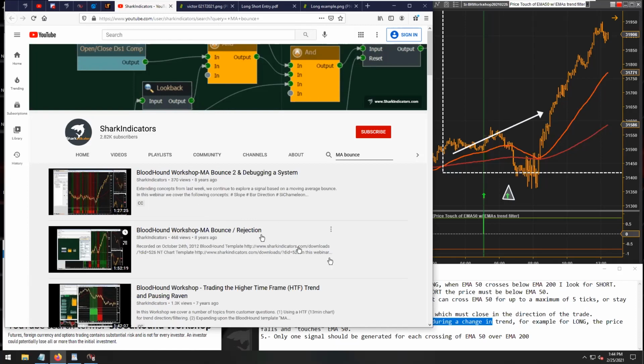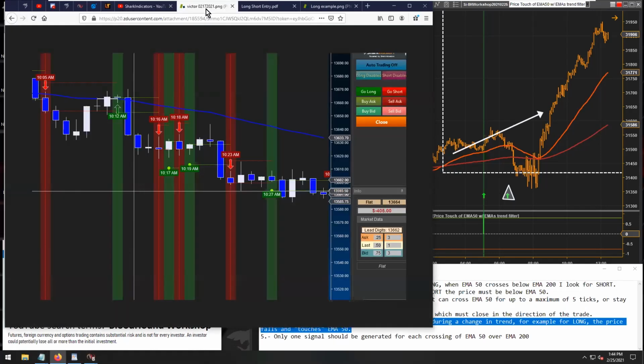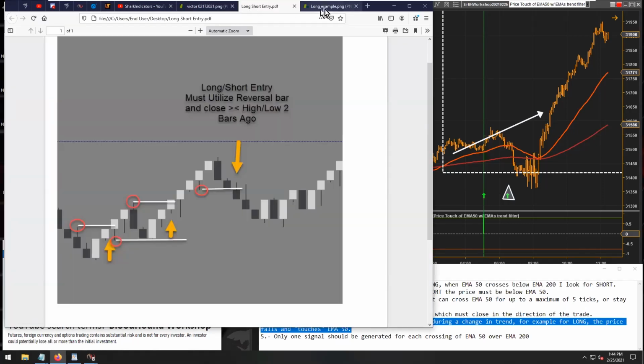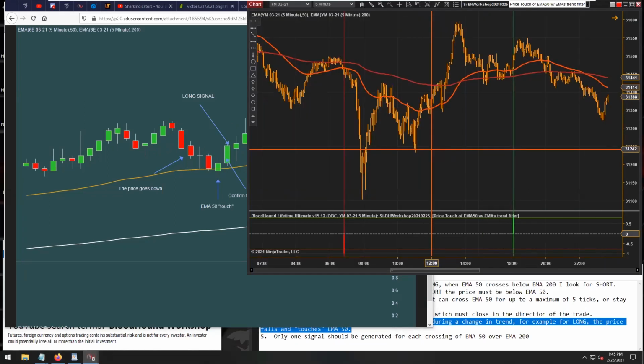So we omitted number 4 because of clarification. If you want to learn more about that, just watch the MA bounce and the MA bounce 2 to understand how to properly clarify what this number 4 is, which is basically the price action before the bounce. Let's see if I can find some examples.